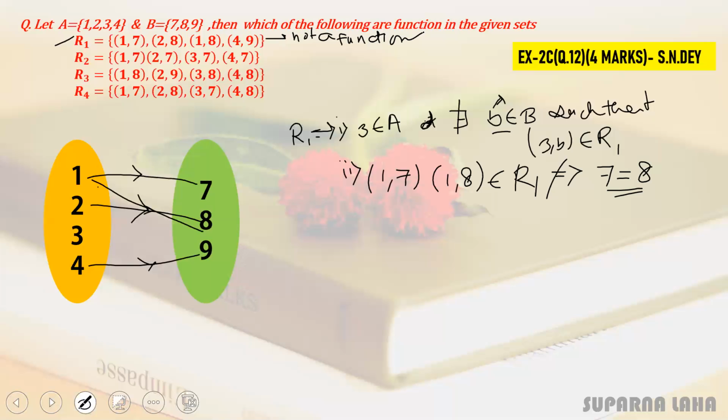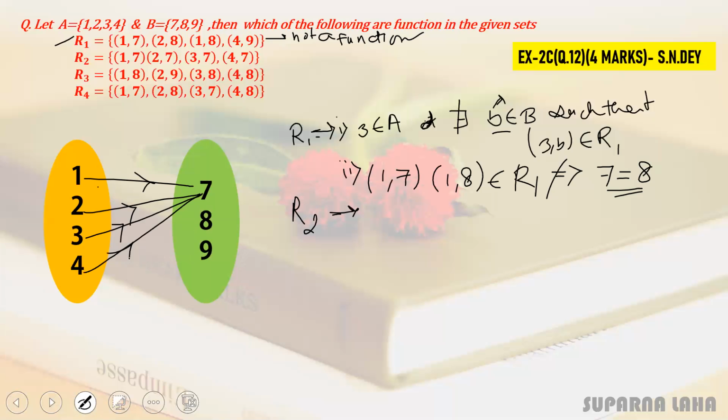Now check number 2, that is R2. Firstly draw this diagram. (1, 7), (2, 7), (3, 7), (4, 7). So every element has an image. Clear? And every element has just only one image. Okay, so that means this is a function, since it satisfies all the conditions of a function.